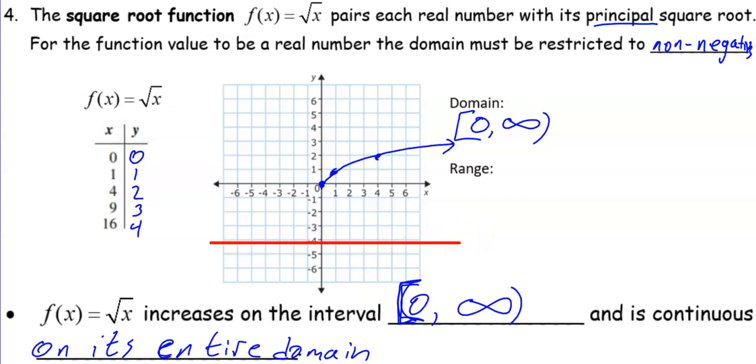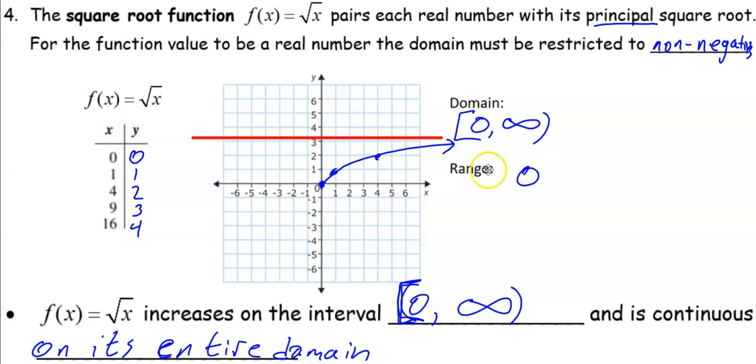So remember, range is where the y values exist. So if you draw a horizontal line, at what y value does my graph start? Well, my graph starts right there at 0. And then the graph keeps going up and up and up. It keeps going up because that arrow means go to the right and go up forever. And the range goes on forever. So we can be 0 and we go on forever. Boom.